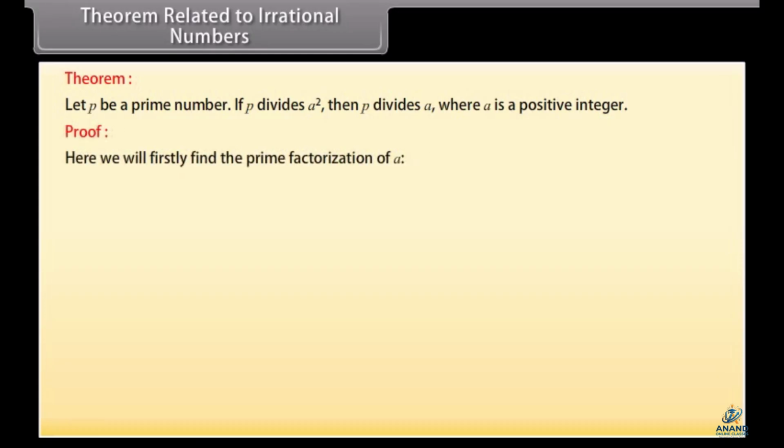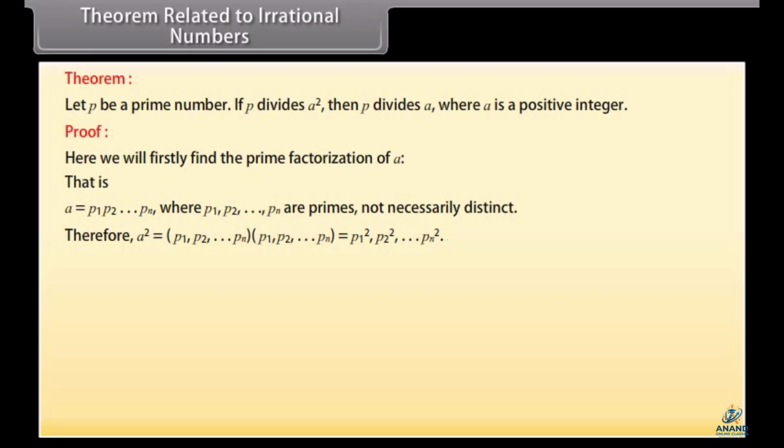Proof. Here we will firstly find the prime factorization of a. That is, a is equal to p1, p2, and so on till pn, where p1, p2, and so on till pn are primes, not necessarily distinct. Therefore, a square is equal to p1, p2, and so on till pn, times p1, p2, and so on till pn, which is equal to p1 square, p2 square, and so on till pn square.